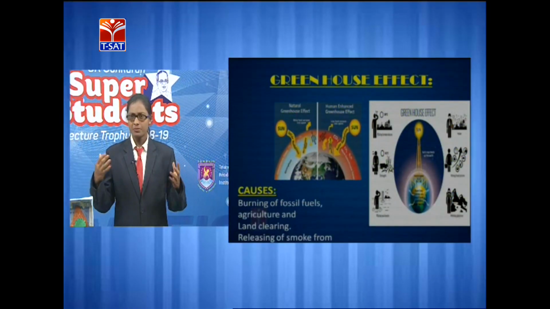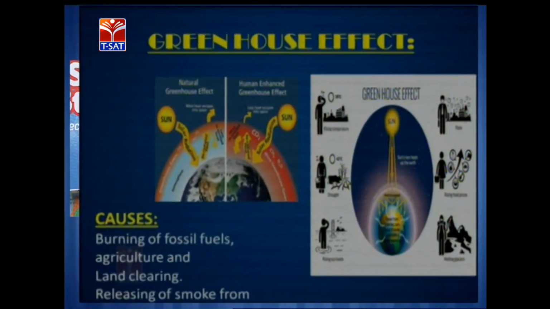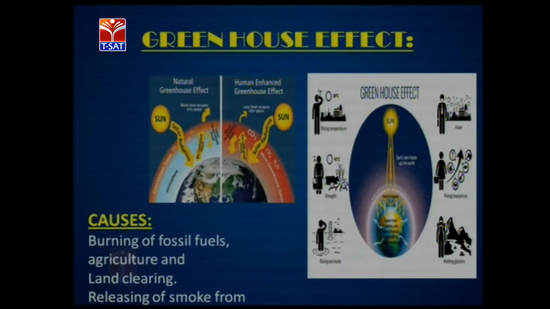The naturally occurring greenhouse effect, in the slide we can see, is that sun rays fall on the earth through the atmosphere, then some of the UV rays will be reflected back through the ozone layer, and next some of the infrared rays will be absorbed into the earth's surface, so that it will help the earth to have a dynamic temperature.